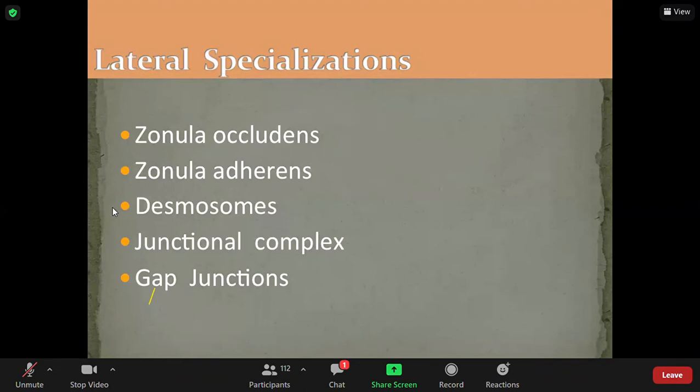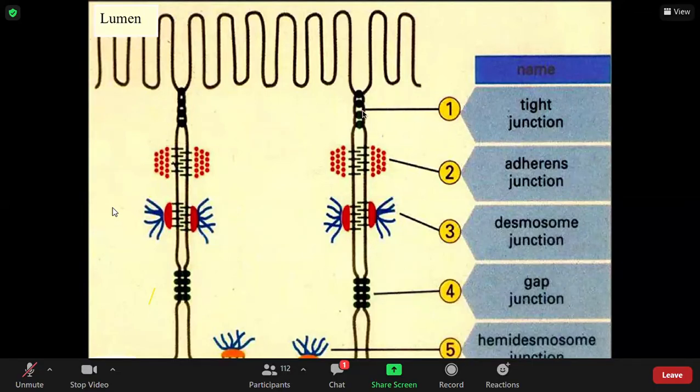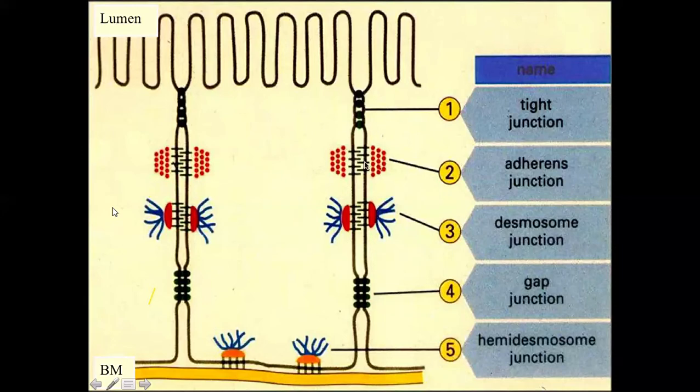Let's go to the lateral specializations or modifications. The lateral modifications are seen only in electron microscopy. Take note, ha? Mahirap makita. Except for the desmosomes. Ang desmosomes, medyo makikita natin under ordinary microscope. But the rest, puro yan, electron microscope. So these are your lateral modifications. We have tight junction, adherens junction, desmosome, gap junction, and hemidesmosome.